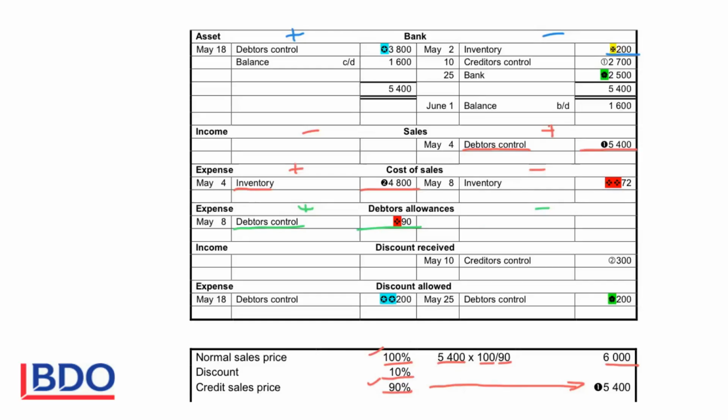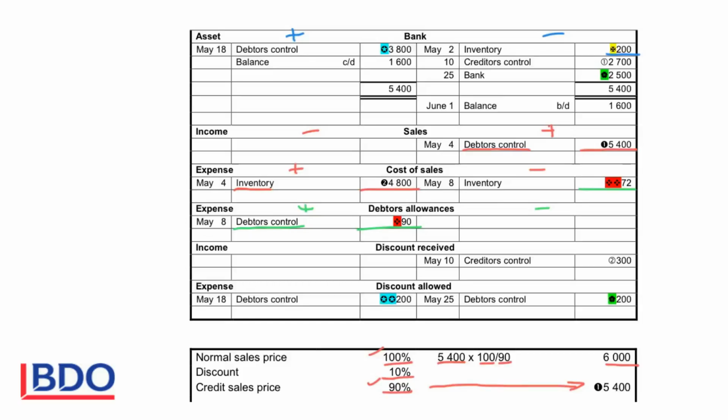The cost of sales account must now be reduced with the 72 because we want to decrease the expense because these goods are not sold anymore. Cost of sales means the cost price of goods already sold. So if goods are returned, it was not sold, so it can't form part of the cost of sales expense.